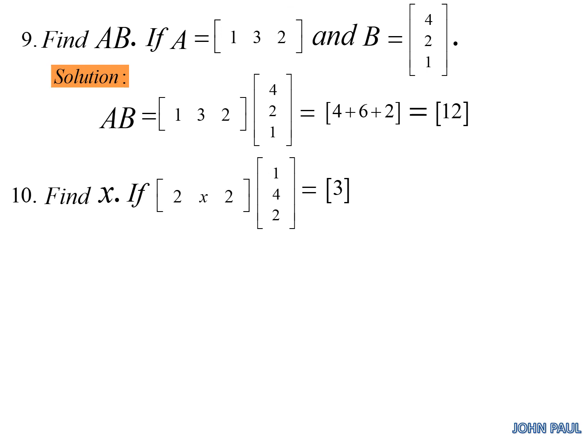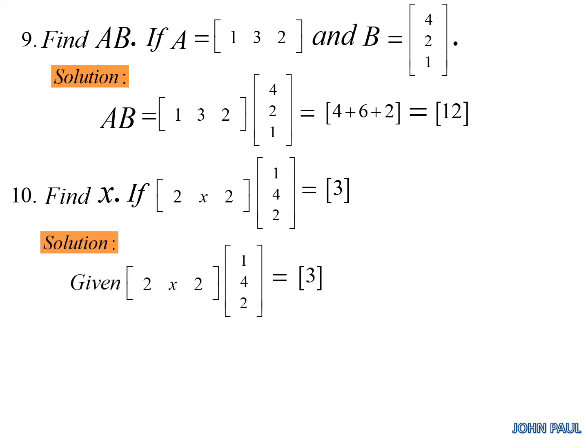10th problem. Find x, the matrix is given. So we'll multiply. Already I said, when one row or one column is given, check the order first. 2x2 is given. What is the order for this? 1 by 3. For second matrix, it is 3 by 1. So matrix will be of order 1 by 1.